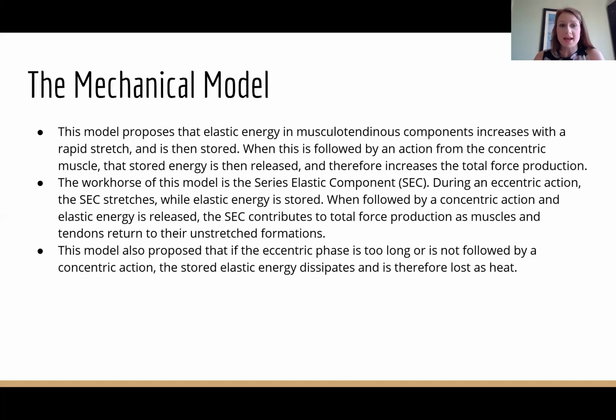During an eccentric action, the SEC stretches while elastic energy is stored. When followed by a concentric action, and while the elastic energy is released, the SEC contributes to total force production as muscles and tendons return to their unstretched formations. This model also proposes that if the eccentric phase is too long or is not followed by a concentric action, the stored elastic energy dissipates and is therefore lost as heat.